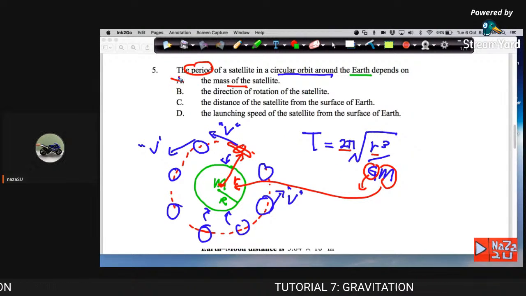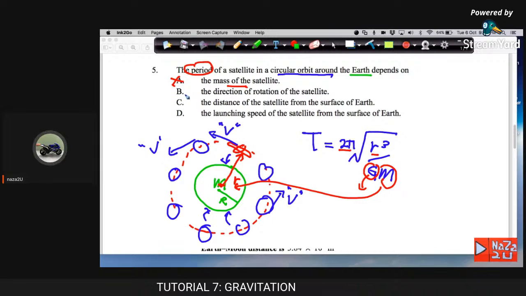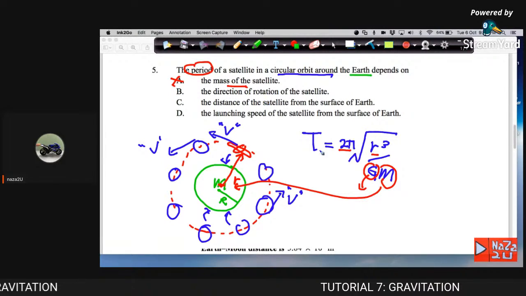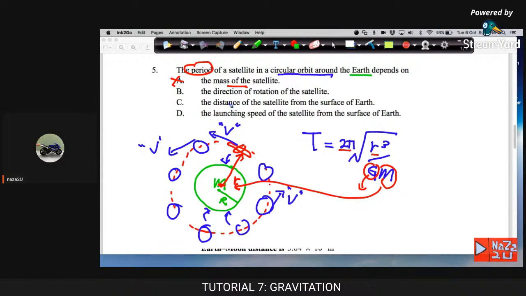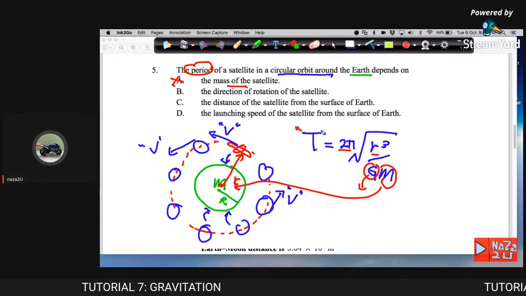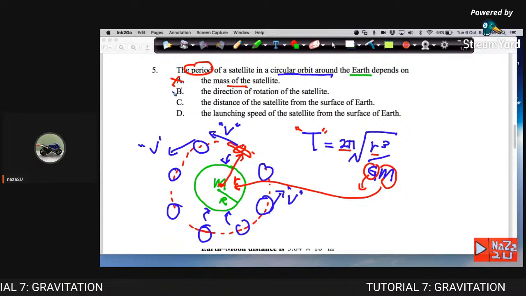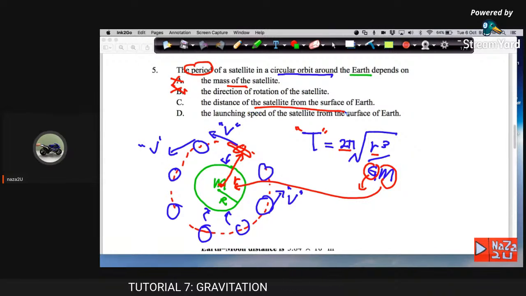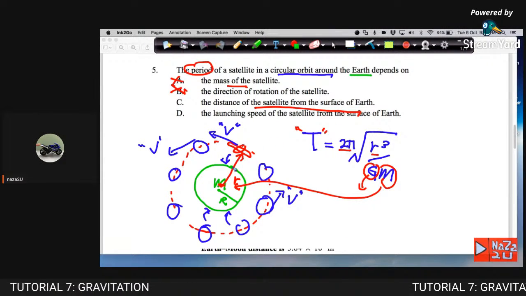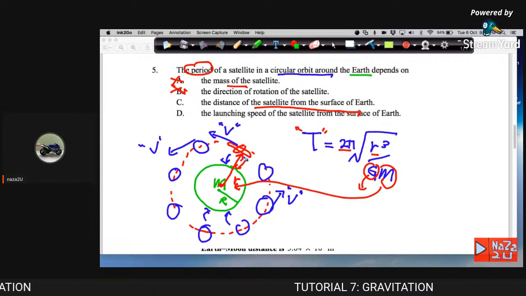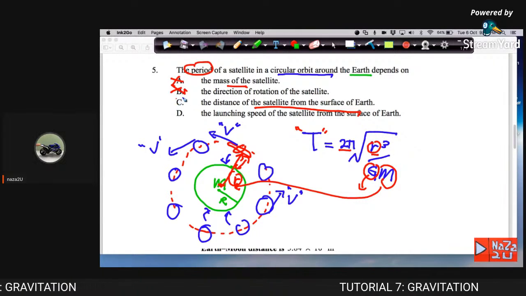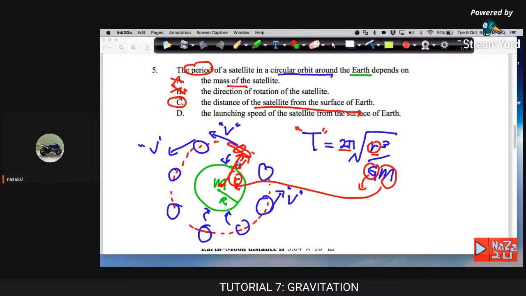So the answer 5A is not the correct answer. Answer B, direction of rotation. No, no direction relates to the period T. So the answer B is not the correct answer. And C, distance of the satellite from the surface of the Earth. Oh, ya, dia merujuk kepada jarak ini. Ya, jarak ini pun memberi kesan kepada radius R sini. Radius R, yes. So the answer is C.